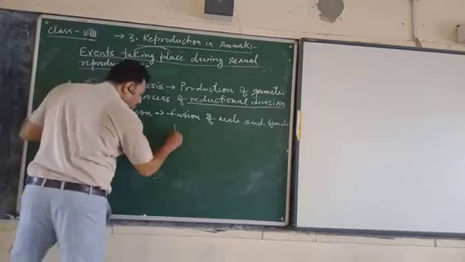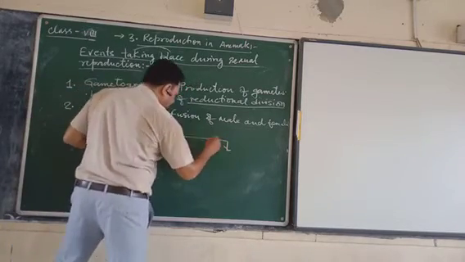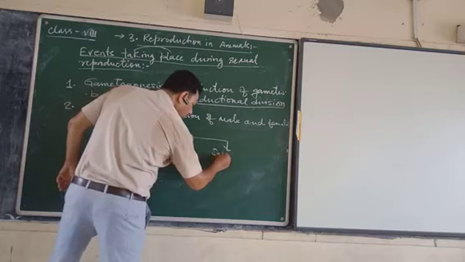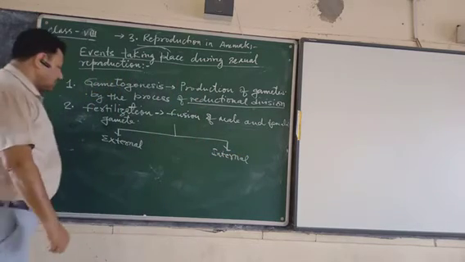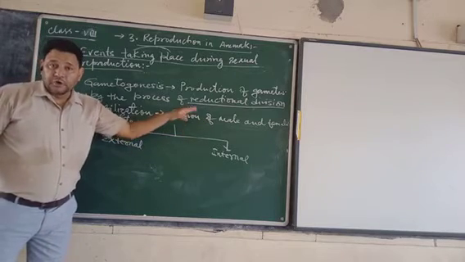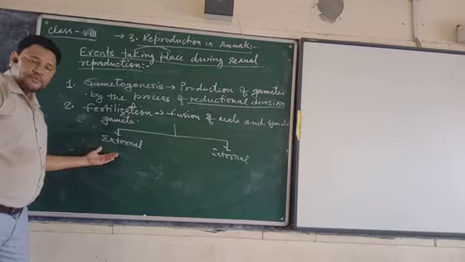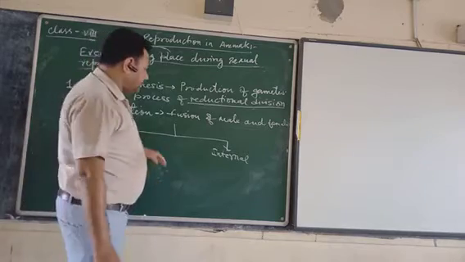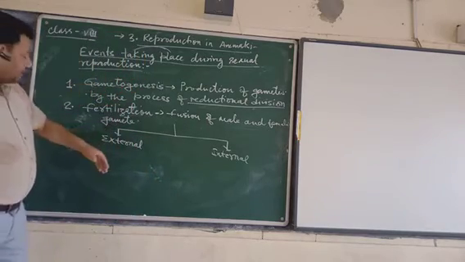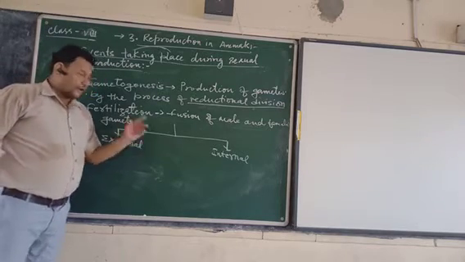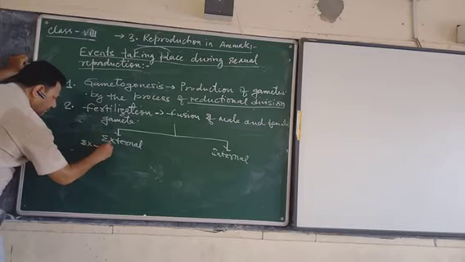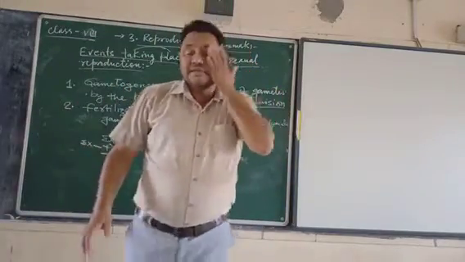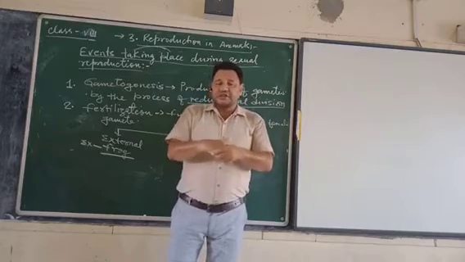This fertilization may be of two types: external and internal. If fusion takes place externally, outside from the body, then it will be called external fertilization. Example: frog. What happens in the frog? How is this external fertilization taking place? Let us see.